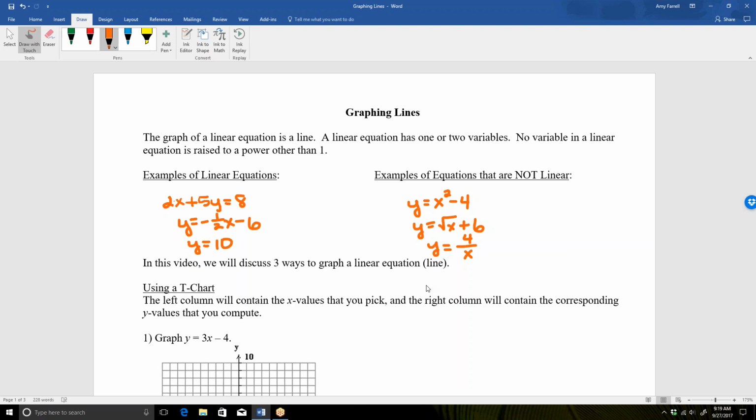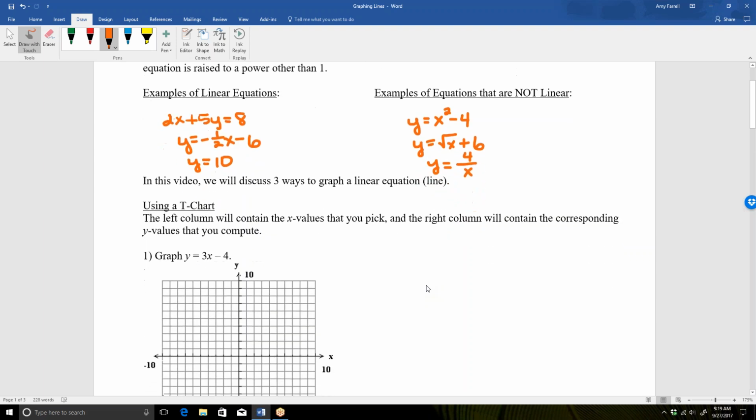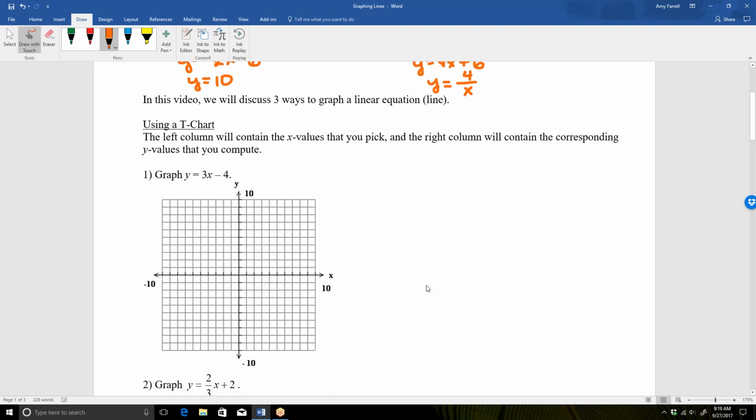All right, so now that we've talked about what a linear equation looks like, we're going to look at 3 different ways to graph a linear equation or a line. First, we're going to make a T-chart. To make a T-chart, you make a chart that kind of looks like a T, which is why it's called a T-chart. And you pick values to plug in for x, and then you will compute the corresponding y value.